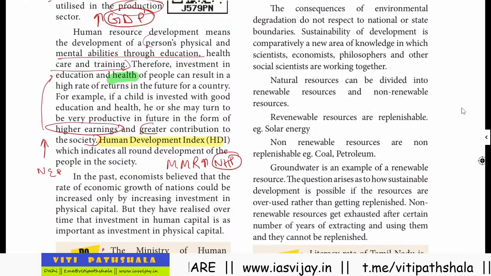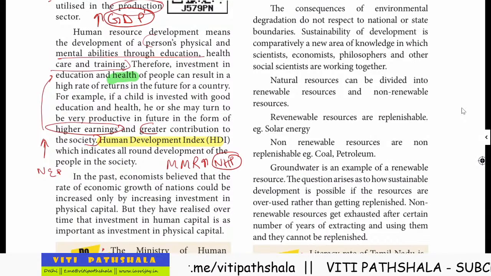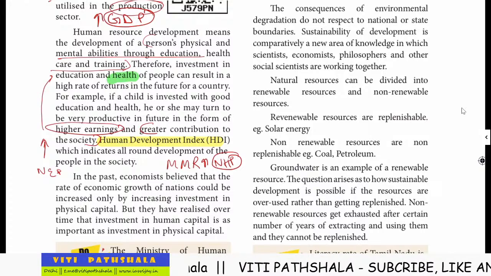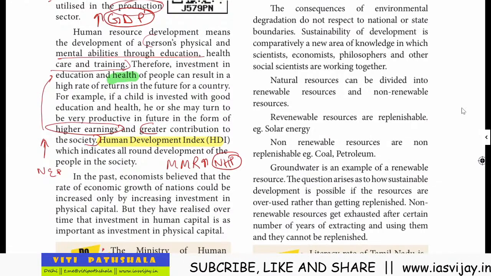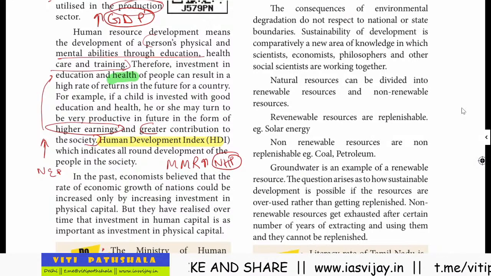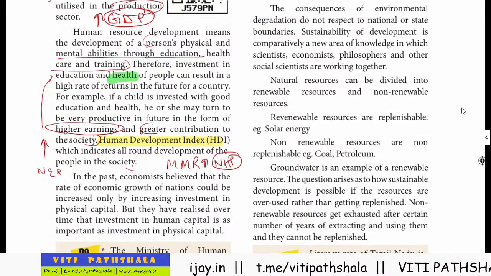So if the government invests in education and health, human development, or human resource, will increase. The Human Development Index indicates the all-round development of the people in society.